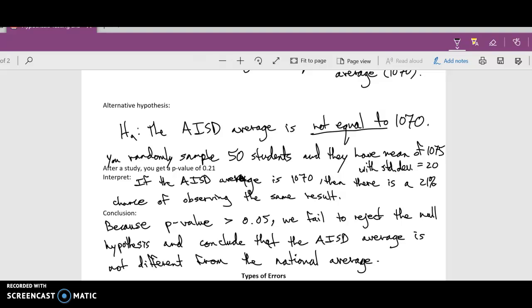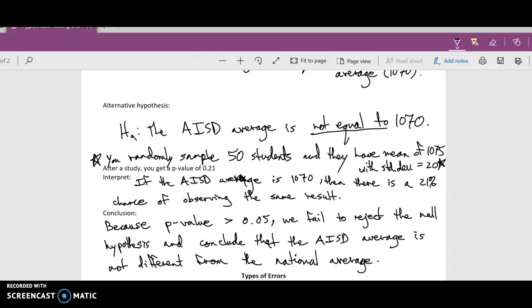So if you remember, we wanted to investigate whether the AISD students are performing close to the national average or is it different? Well, of course we got to have a random sample here, right? And they've got to give us the mean and standard deviation so we can figure out the p-value. But once we know what the p-value is, we can interpret it and then we can make a conclusion. In this case, the p-value was too high. And because it was so high, it's greater than 0.05, we failed to reject the null hypothesis. So we don't know that there's a difference between AISD students on this test and the national average.